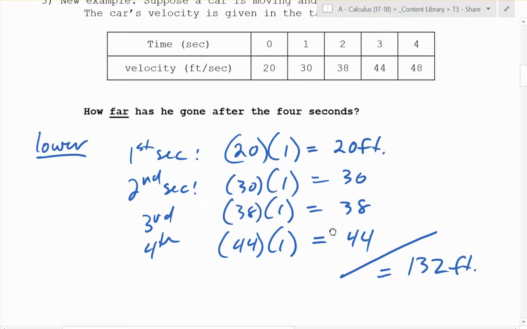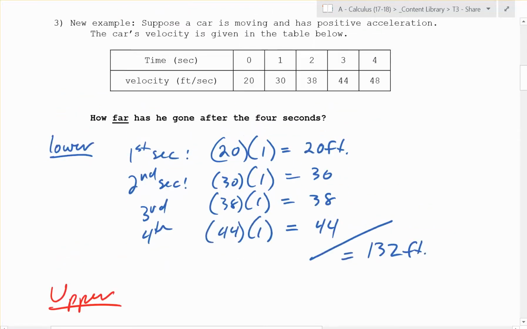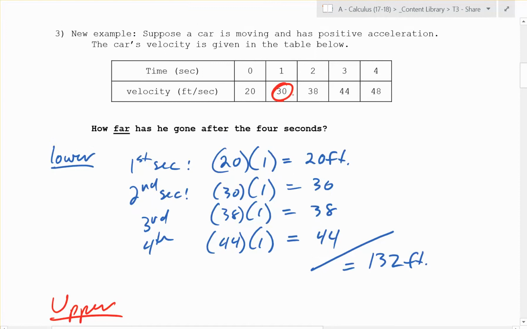So let's do the upper estimate. The upper estimate would be assuming that they accelerate almost immediately to 30. So for the first second, it'll be 30. So the first second in this case will be 30, and again times 1.